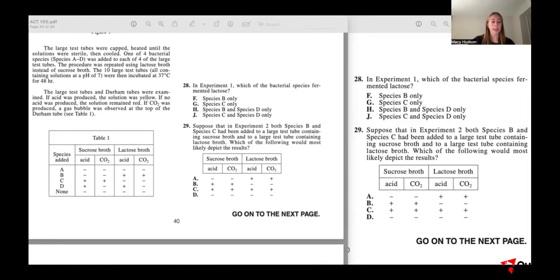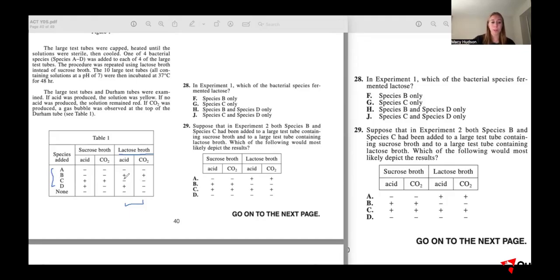Specifically, we want to look at table 1. And it is asking which of these species, A, B, C, or D, fermented lactose. So we are specifically going to focus on these right 2 columns. So if acid or CO2 is formed, that is an indication to us from the text at the top that fermentation occurred. So we are looking for a plus sign because that means it was formed. A minus sign means it was not formed.